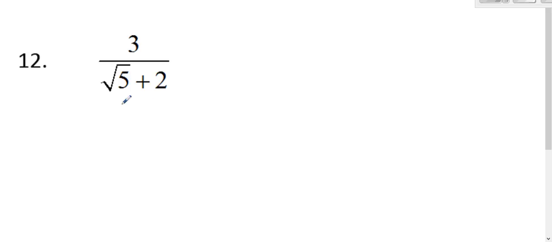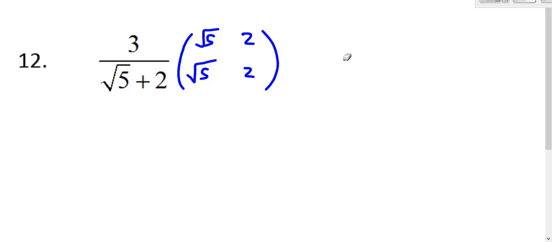When there's addition or subtraction in the denominator with a square root, you will rationalize by multiplying by the conjugate. So we keep the exact same two terms, except we change the sign between them from plus to minus. Now we will multiply that out. Distribute the 3.